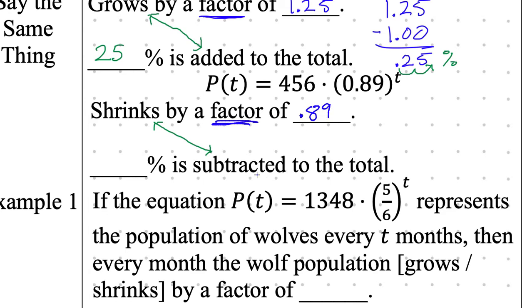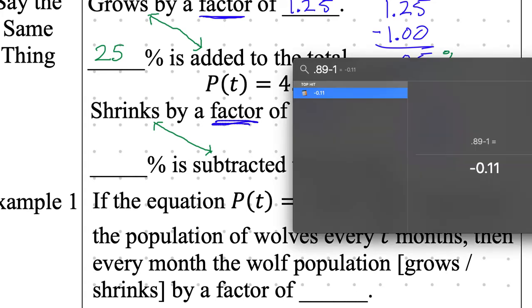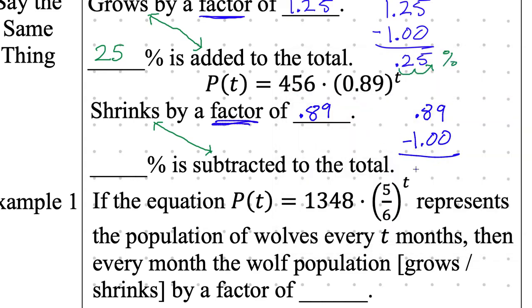If it says subtracted, if I use the word add or subtract, anything like that, always subtract 1. So I'm going to say I originally started with 0.89, subtract 1, 1.00, and I can't really do that. I mean, you can use your calculator if you want. You can pull up your Spotlight search, 0.89 minus 1, I get negative 0.11. Yes, that is the correct answer, negative 0.11.